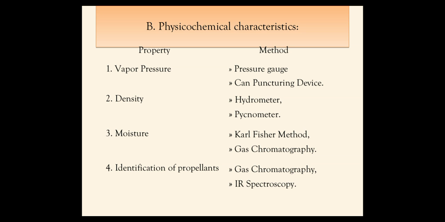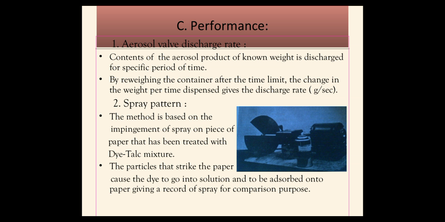Physicochemical characteristics: various properties and various methods are used to identify them. For that we use a pressure gauge, density by hydrometer or pycnometer, moisture by Karl Fischer, and gas chromatography for aerosol propellant, and infrared spectroscopy.